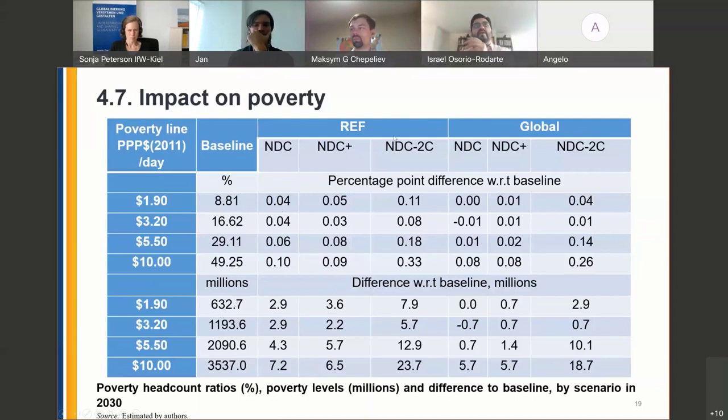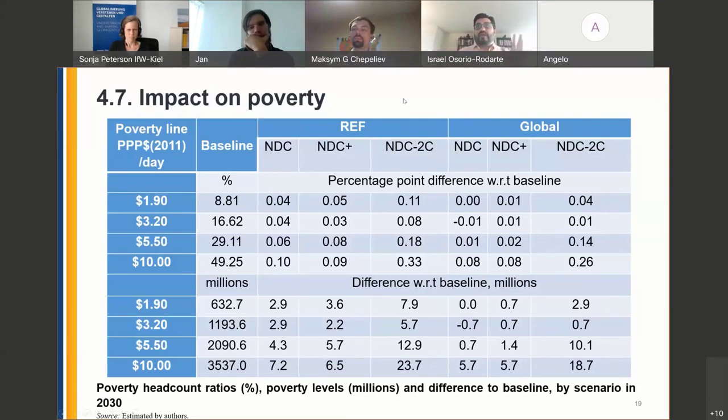On the other side of the table, we have increases with respect to baseline by 2030. So if we concentrate on the first row, in all the scenarios, there is a positive increase in the headcount ratio and obviously in the number of people living in poverty. But also, as we move from NDC to NDC plus to NDC to 2 Celsius, the increase in poverty becomes larger. Meaning, as we saw, the more that we move into the more ambitious scenario, the higher the impact on poverty. So more people will be living in poverty.